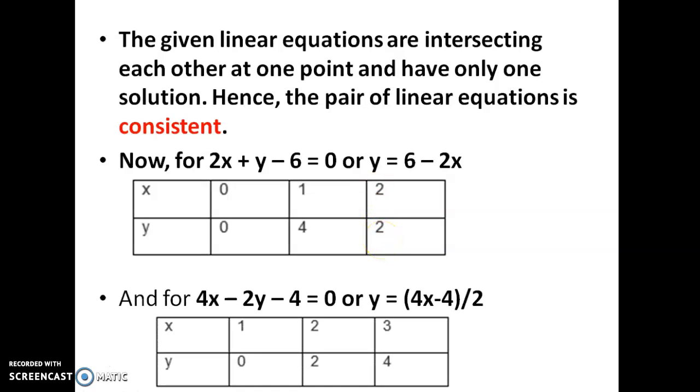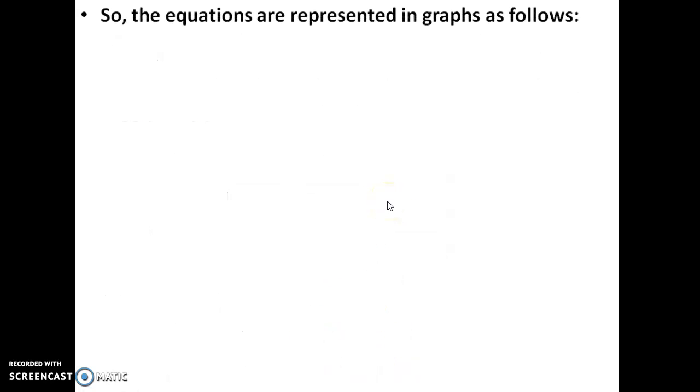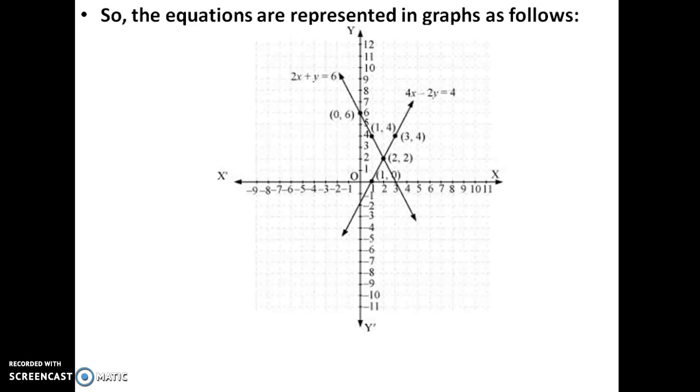Then for the second equation, y is equal to 4x minus 4 divided by 2. For that solution table, you will have x 1 comma 0, 2 comma 2, 3 comma 4. These coordinates we have to plot in the graph. So the equations are represented in the graph as follows. This is the straight line for 4x minus 2y equal to 4, and this is the straight line for 2x plus y equal to 6.